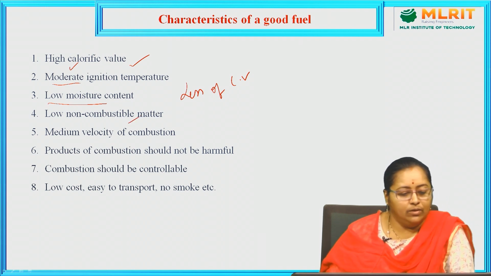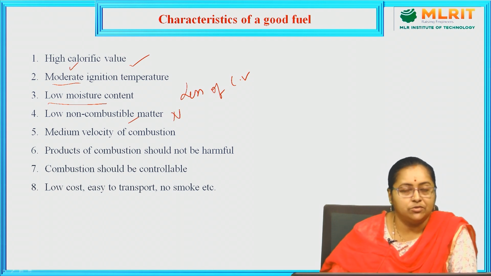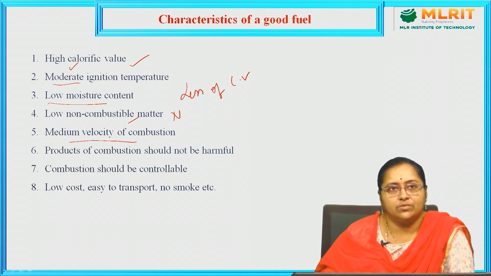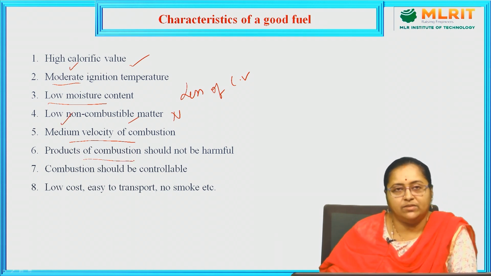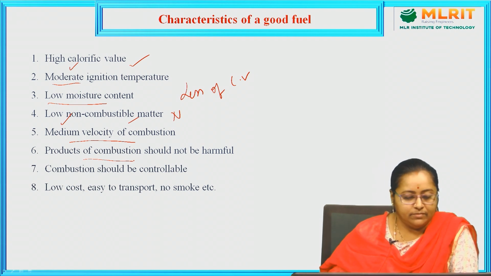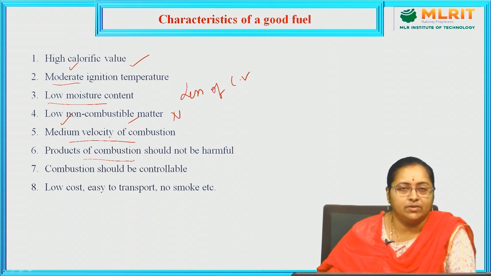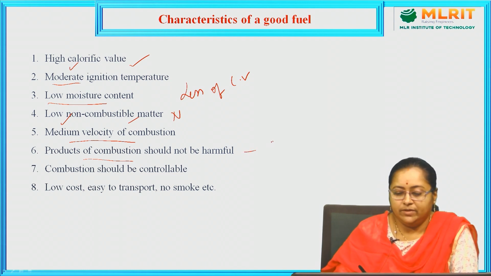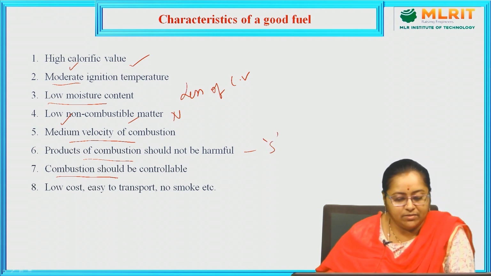And then low non-combustible matter. For example, I explained about nitrogen content, it should be low. And the speed with which the combustion reaction is going to take place should always be medium in nature, and the products of combustion reaction should not be harmful. That means they should be eco-friendly towards nature when they are released. For example, we discussed sulfur and its oxide form.